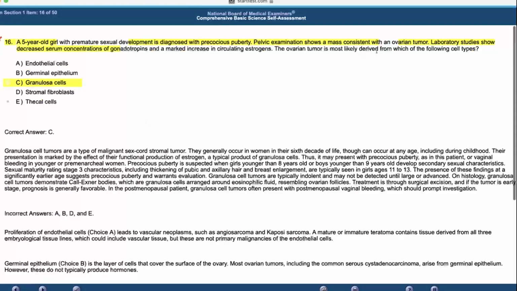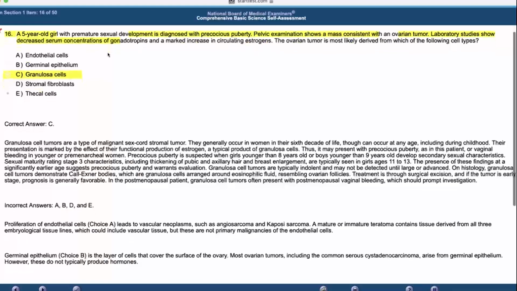The ovarian tumor is derived from which of the following cell types? I looked at the findings: precocious puberty, a mass consistent with ovarian tumors, decreased concentrations of gonadotropins, and an increase of estrogen. So basically, I was looking for a cell that produced estrogen and would then go up to do negative feedback.